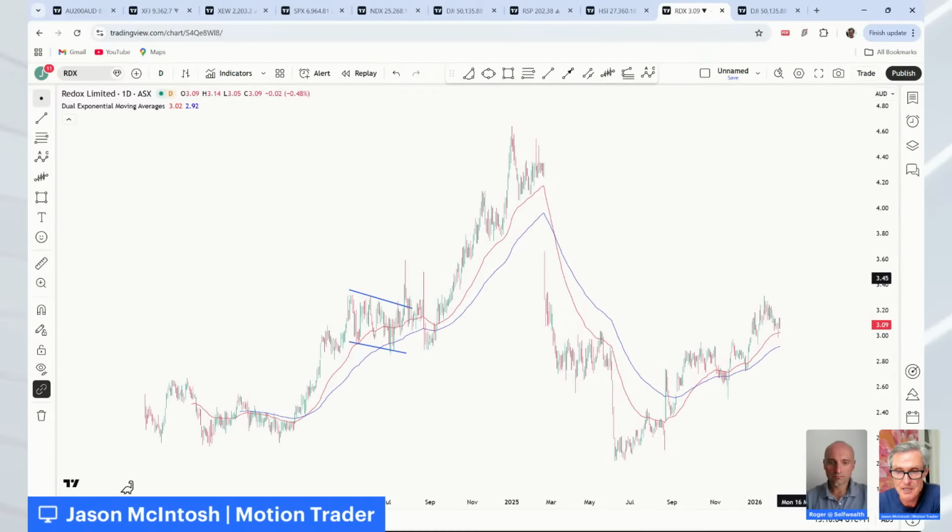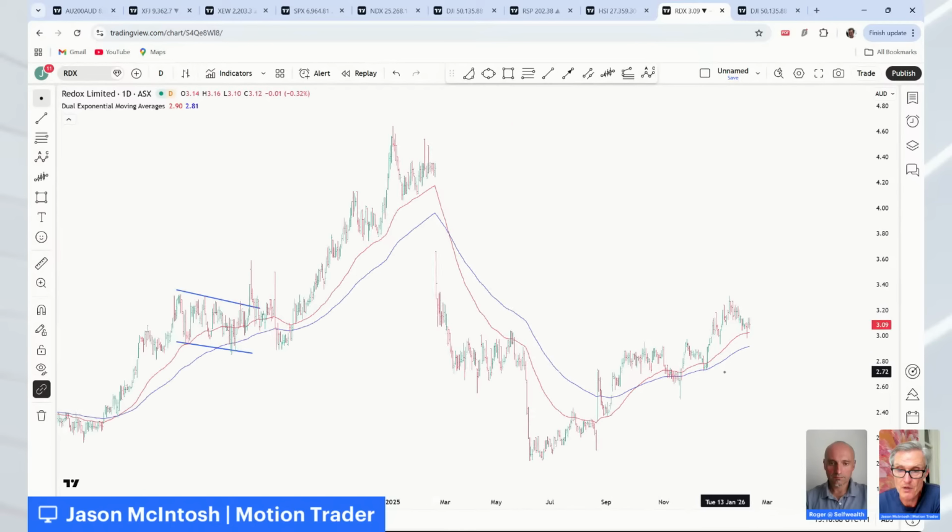It's one I'd start thinking about. Look, would I want to buy a stake? I wonder whether this is a motion trader stock. It's probably a motion trader stock, just looking at the price action.